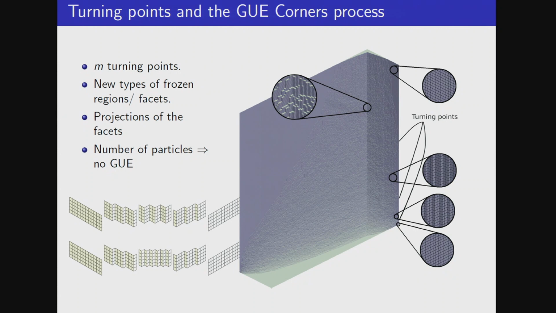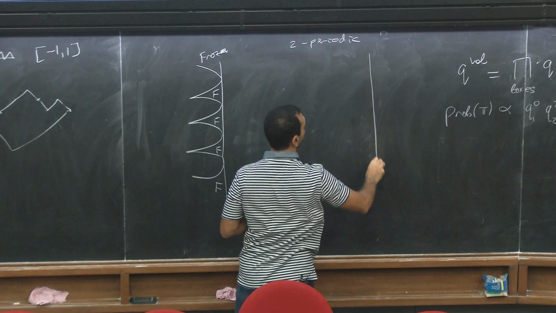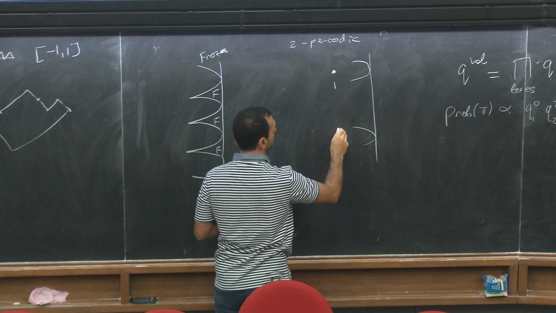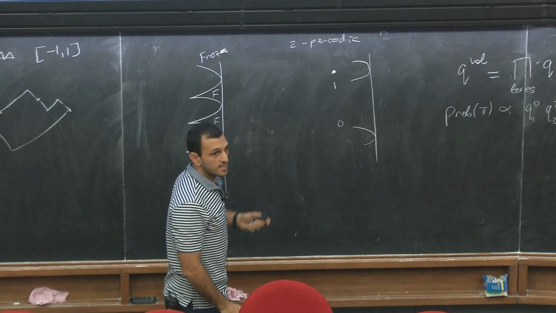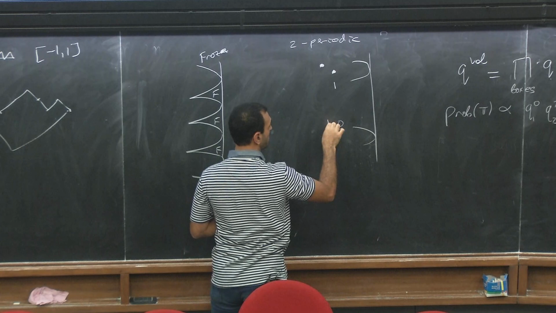What about the point processes? Well, it turns out that because of these turning points, you cannot possibly see the GUE corners process anymore. And it's easy to see if you just look at the number of particles. So for simplicity, let's look at the case of two periodic weights. So there are going to be two turning points. If I look at the first slice, there's only one particle. It has to be either here or here. So on the first slice here, maybe there's one particle. Here, there are no particles. If I look at the second slice, there are two particles, and this has to be in between. So one of them has to be here. The other one ends up being here. So there's one particle here, one particle here.